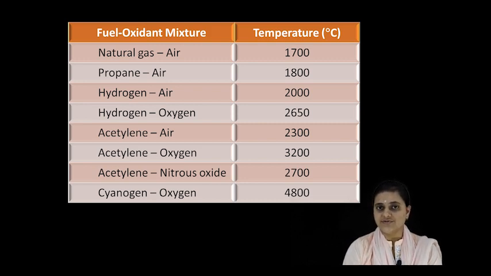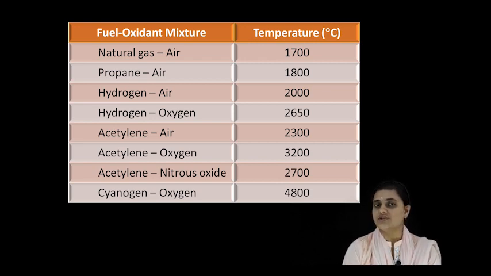Then next comes hydrogen and air mixture. If we are using a hydrogen and air mixture, we can get a temperature of around 2200 degrees Celsius, or approximately near that value. If we require a higher temperature than this, we can go with an acetylene and oxygen mixture.